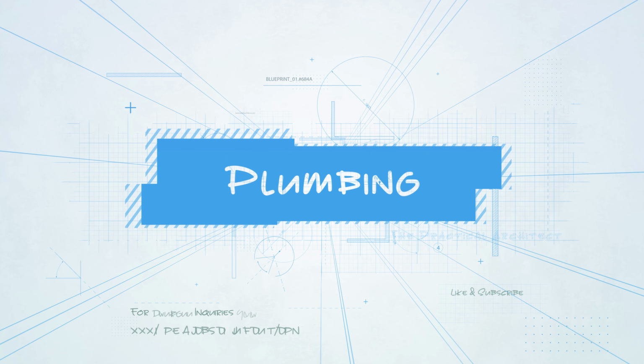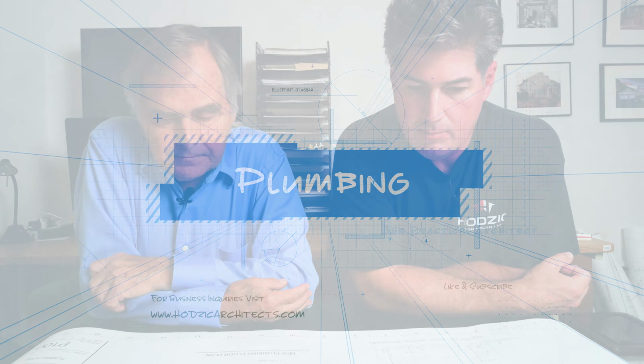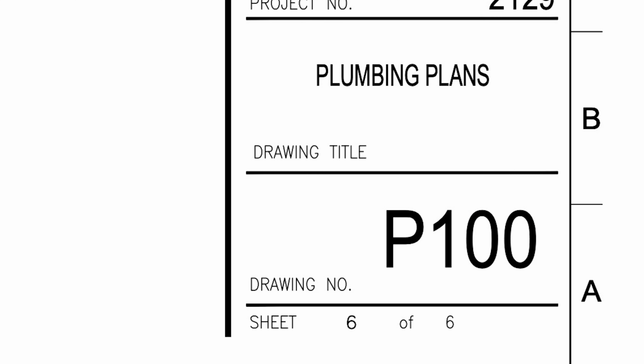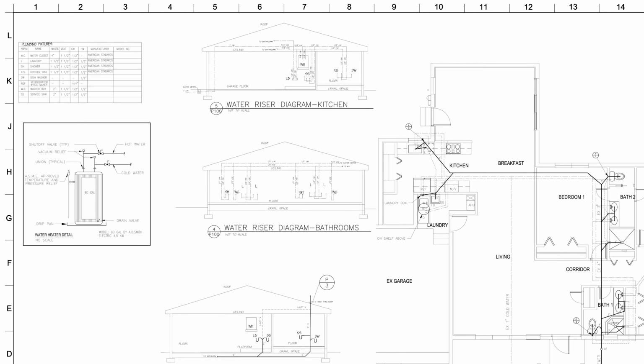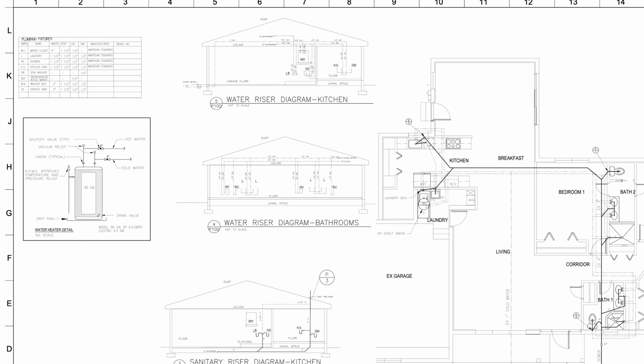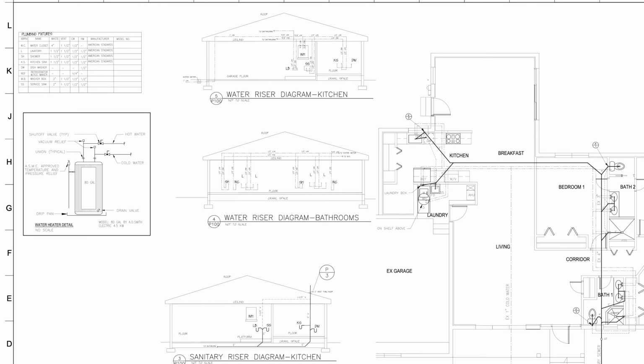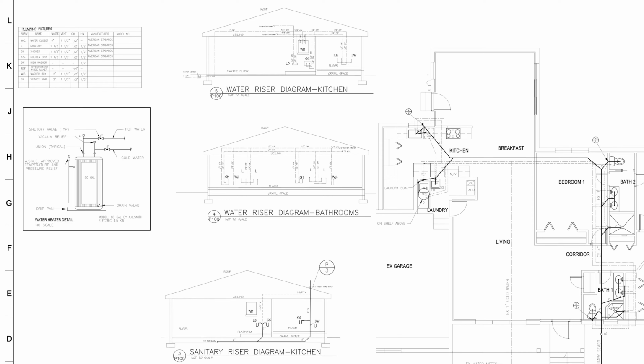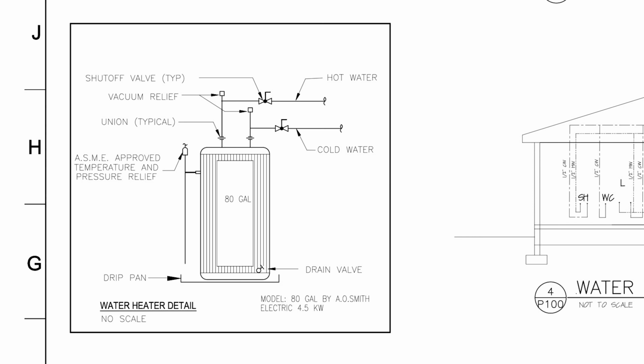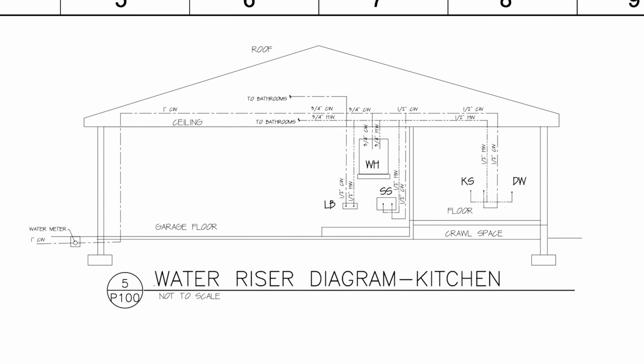Okay, so now we're on a plumbing drawing. This is for a different project, but this is going to show all the things that a plumber needs. Shows fixtures, an itemized list of all the things that are going in there. Riser diagrams that show sizes of pipes, type of pipes, all that is shown there. Shows the new water heater. The riser diagram shows how everything is connected.